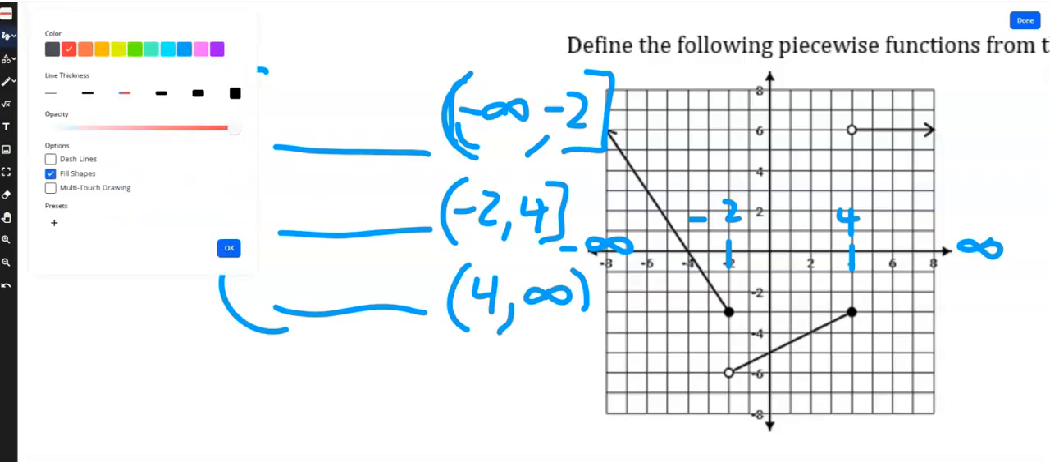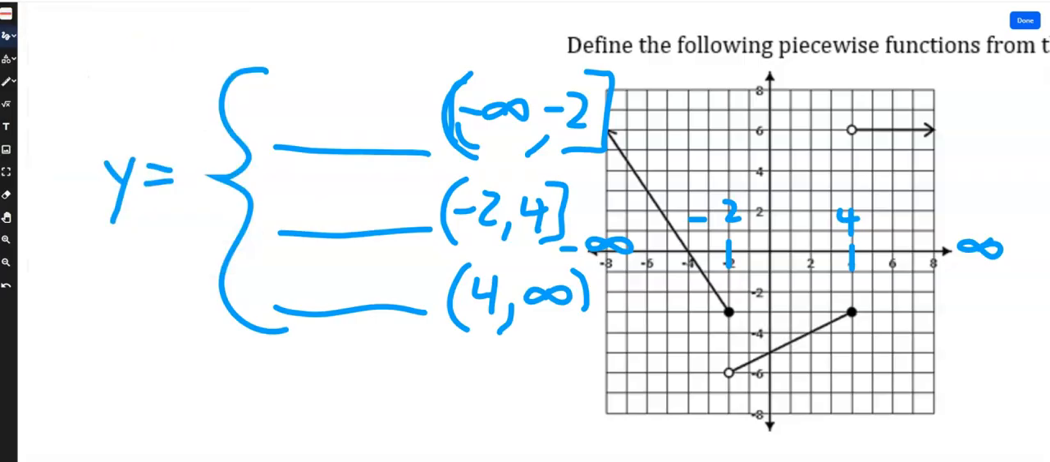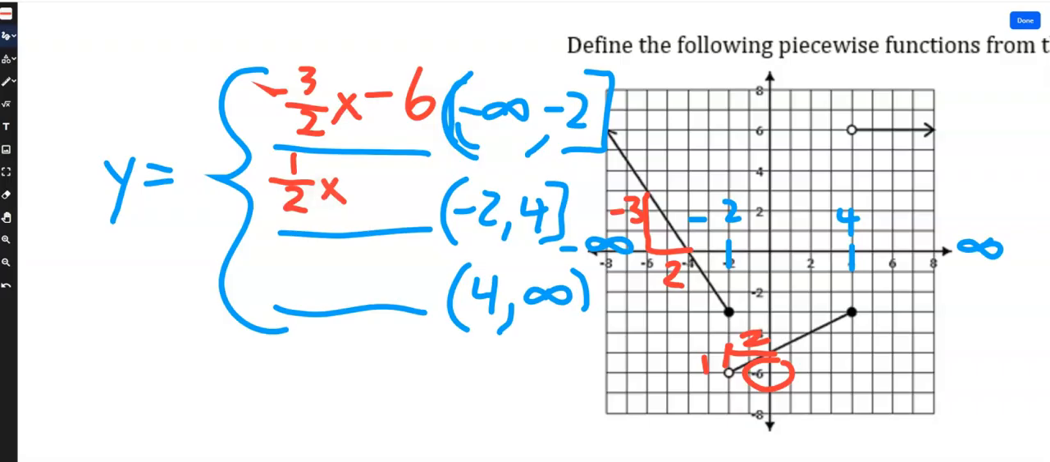Now we can take a look at what else we have here. It appears that it comes down 3 and over 2. So that is a negative 3 halves x. And if I were to continue that, it looks like it would run into negative 6 on the y-axis. The next one looks like it goes up 1 and over 2. So that'd be a 1/2 x, and it clearly runs into the y-axis at negative 5.